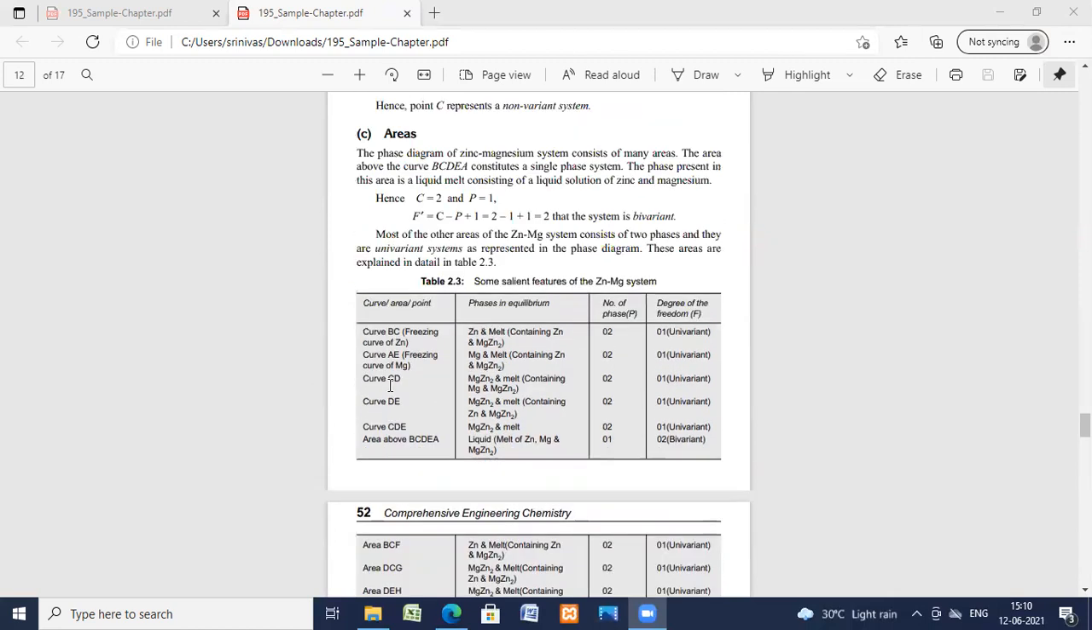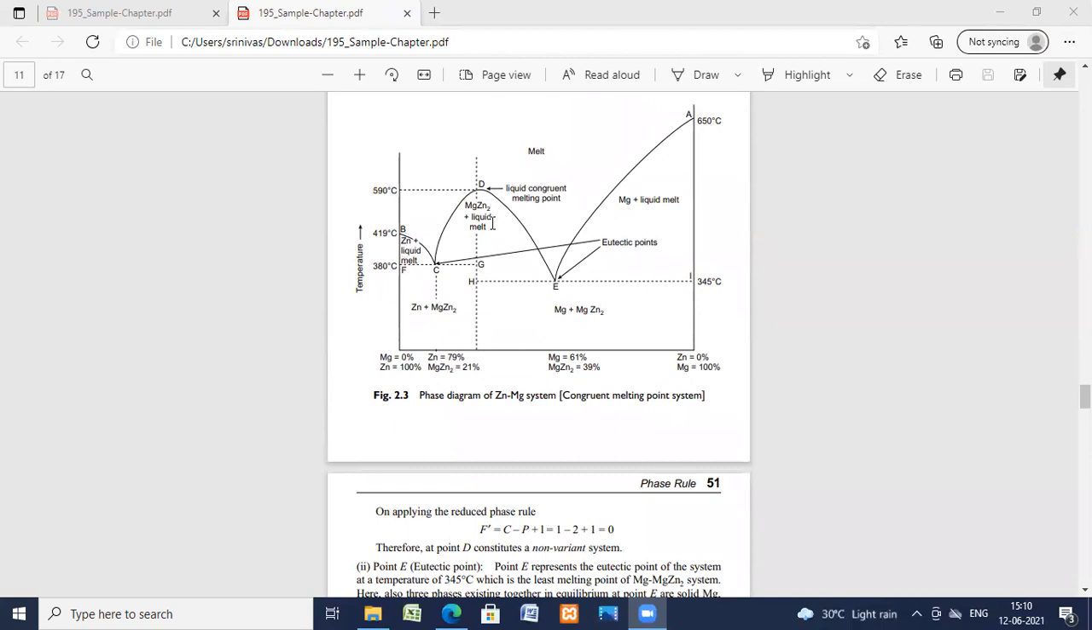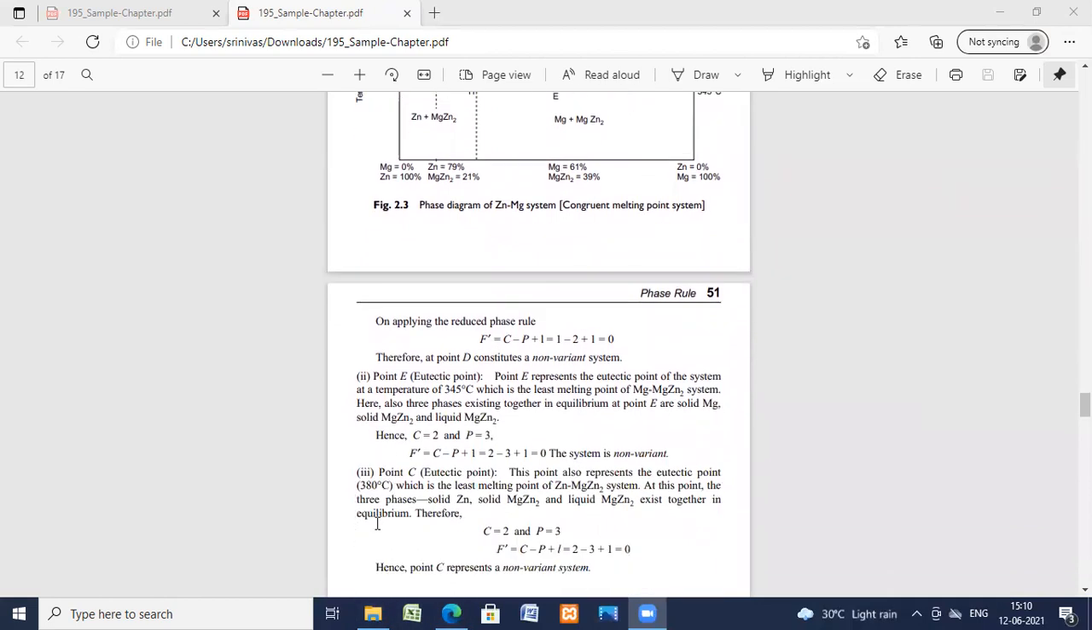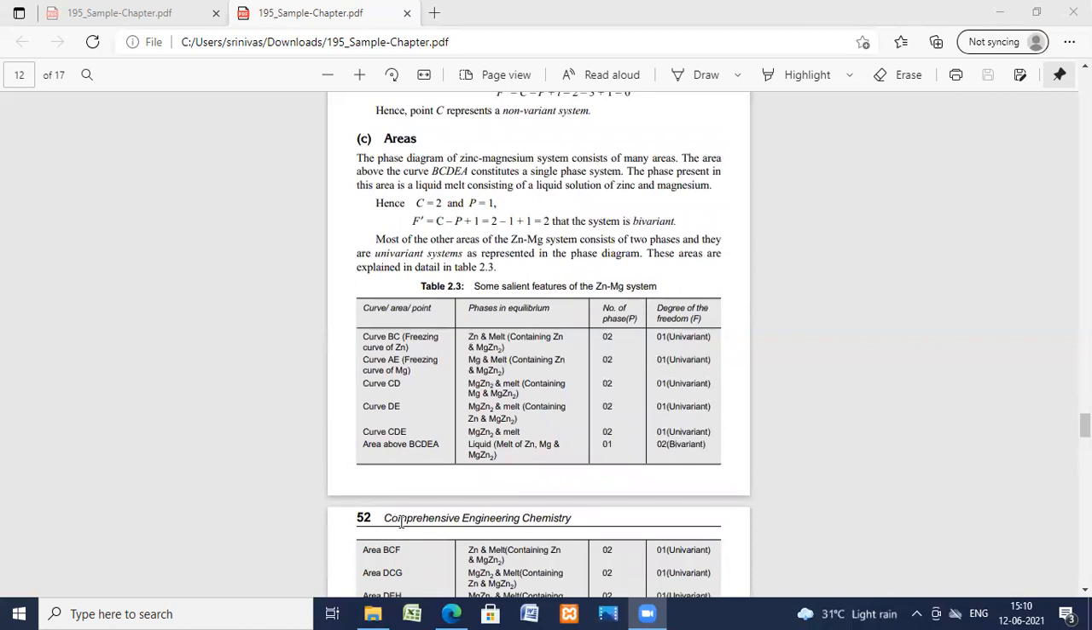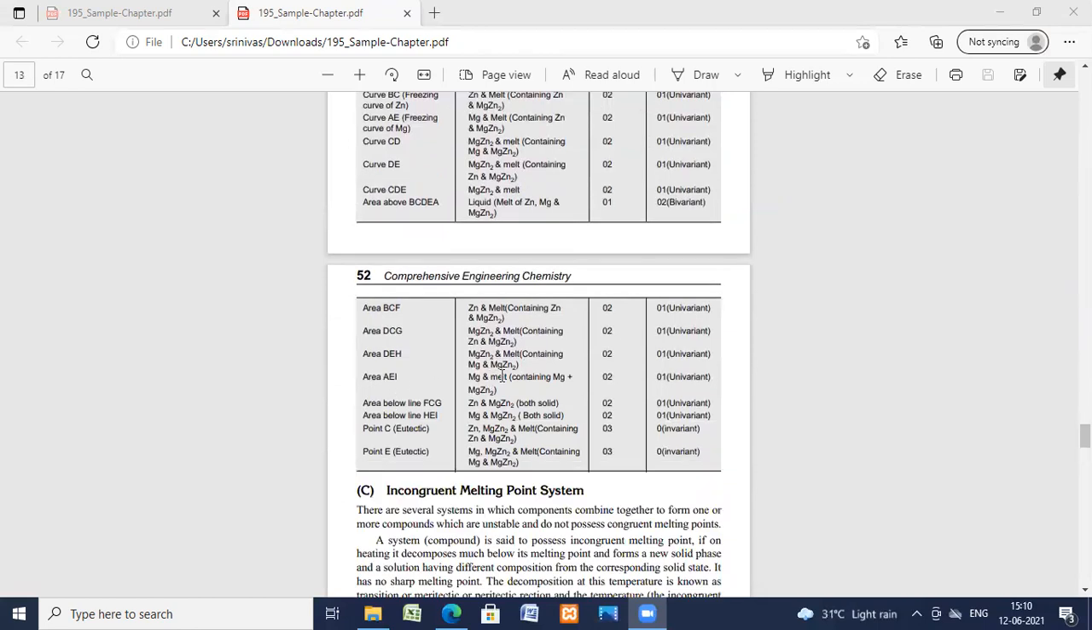Now for area AEI. You are having magnesium plus liquid melt. Composition is 2, and along with the composition, the phases are 2. F is equal to C minus P plus 1. C is 2, P is 2, so 2 minus 2 plus 1. AEI you get univariant system.